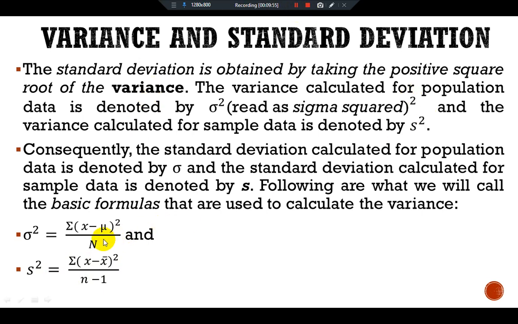Dear scholars, here quantities like x minus mu and x minus x bar are called the deviation of the x value from the mean. The sum of deviations of the x values from the mean is always 0. That's why we cannot use it without squaring in this formula: summation (x minus mu) is equal to 0. So let's see a numerical example for further understanding about the variance and standard deviation.